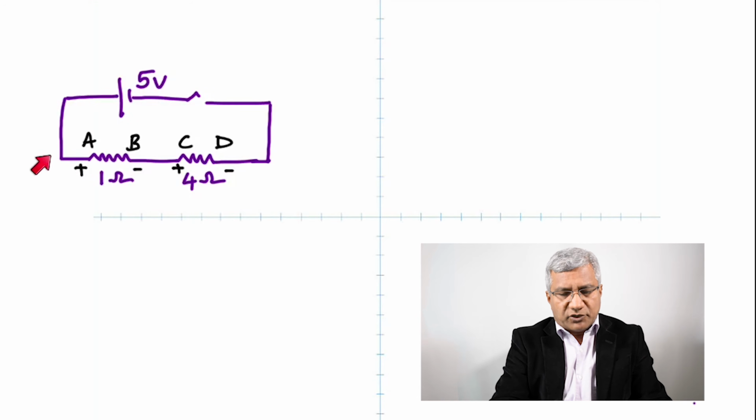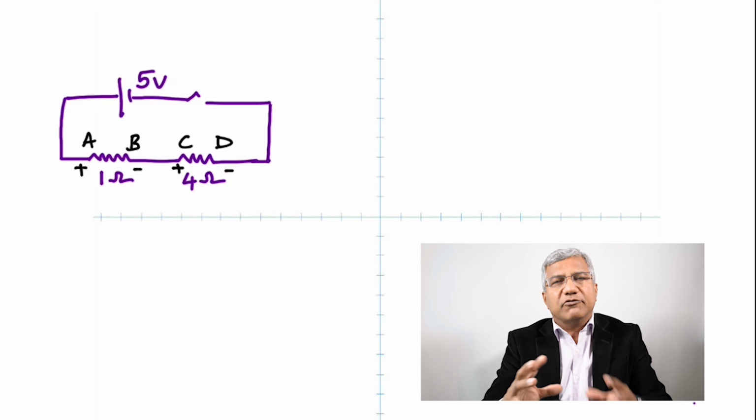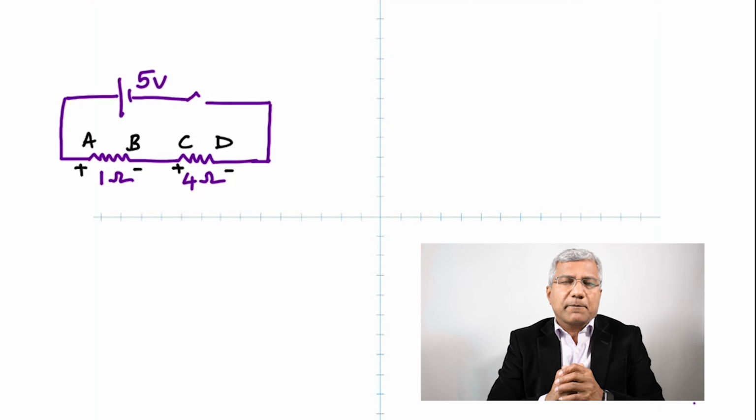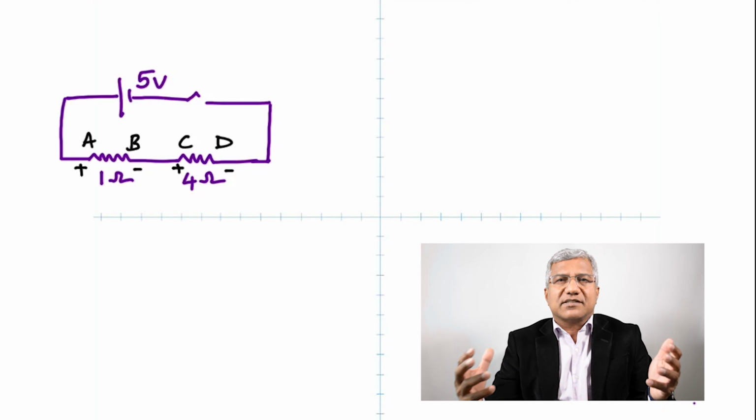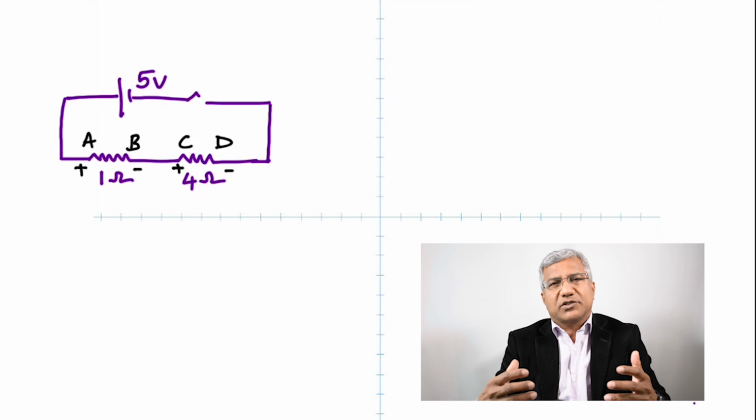That's why we say when you move from A to B, there is a potential drop, which means the potential decreases. Once again, when you move from C to D, the potential drops. If you add the two potential drops, you must get 5 volt. So let's do this. What is the total resistance in the circuit? How are the resistors connected? They are connected in series.